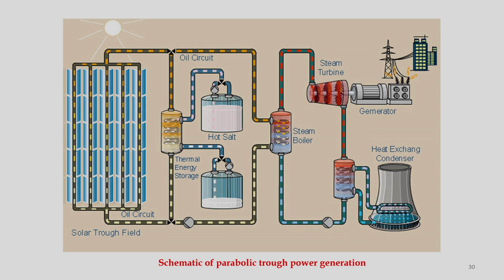This is nothing but water, and once the water is evaporated, it is expanded in the turbine. If we connect this turbine to a generator, we can generate electricity. Then some amount of heat has to be rejected in the condenser, and this condenser is attached to a cooling tower.